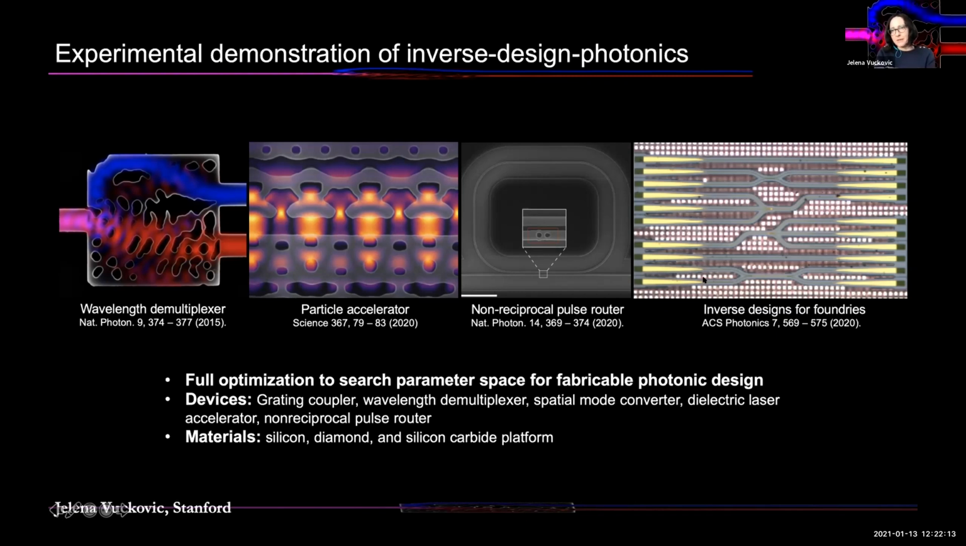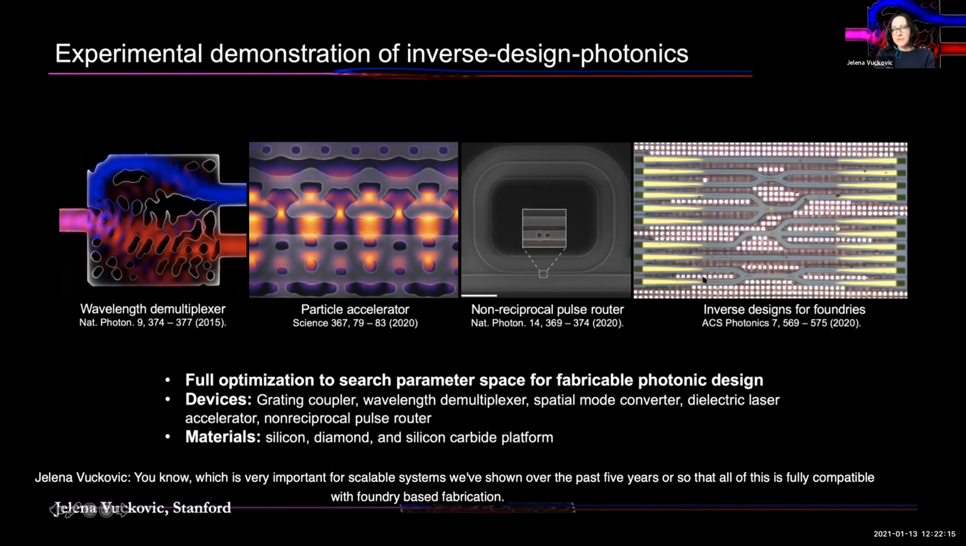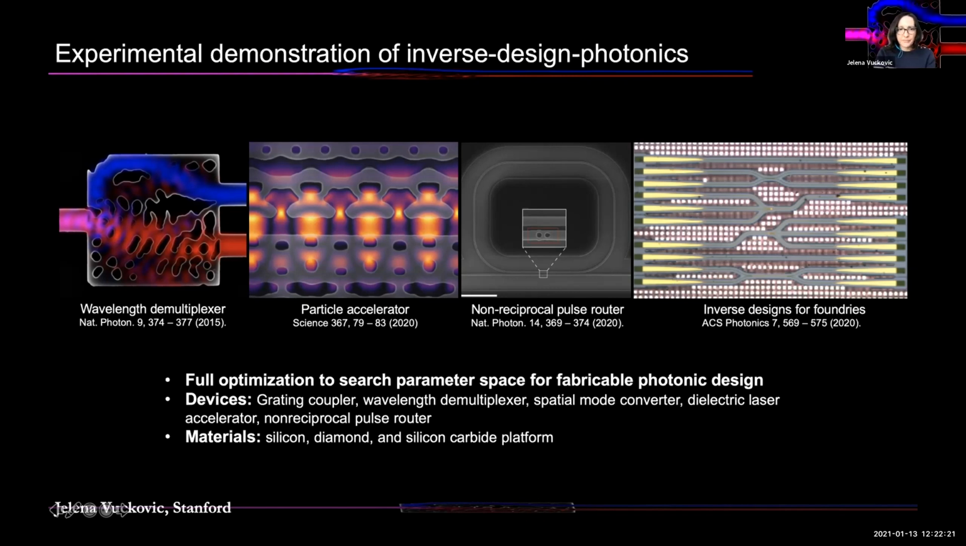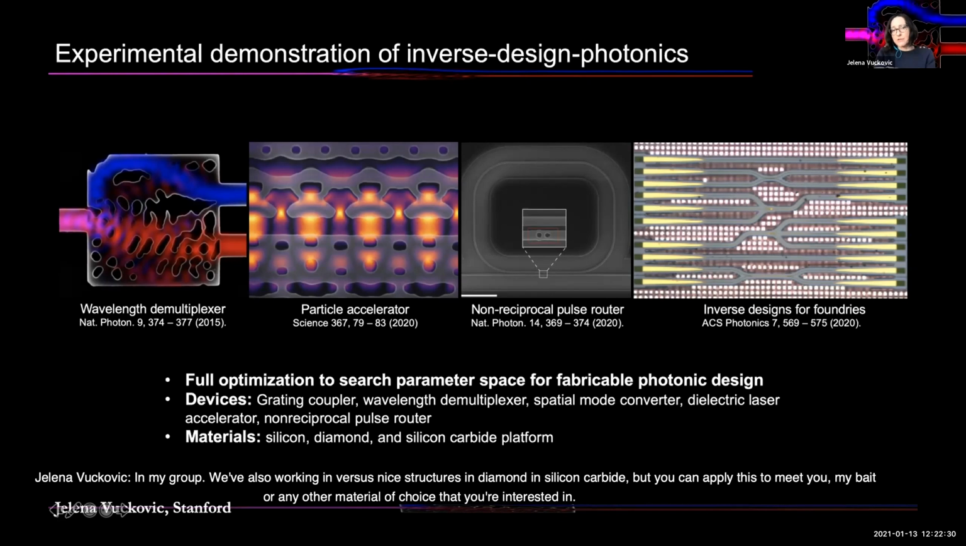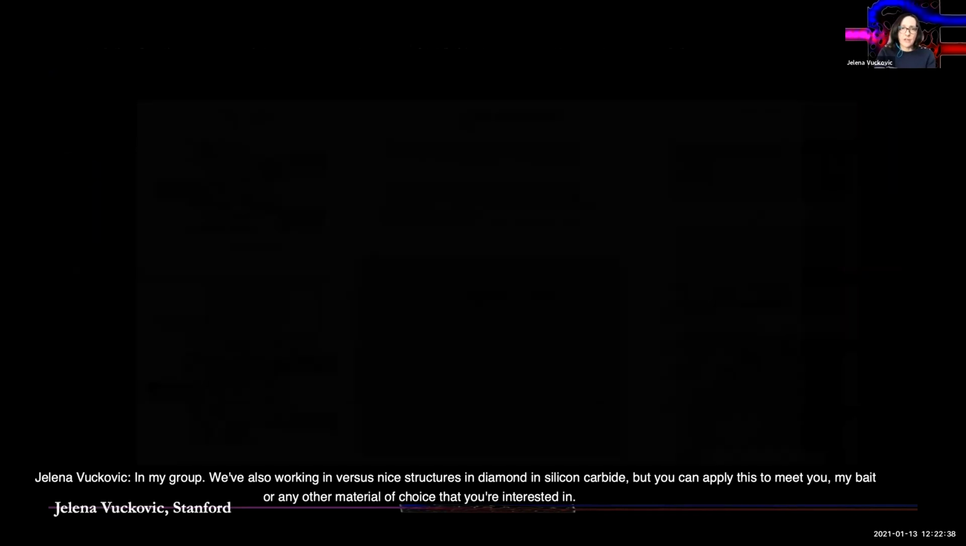And finally, which is very important for scalable systems, we've shown over the past 5 years or so that all of this is fully compatible with foundry-based fabrication. And the approach is materials agnostic, although the structures on the top are all silicon-on-insulator based. In my group, we've also worked with inverse design structures in diamond and silicon carbide, but you can apply this to lithium niobate or any other material of choice that you're interested in.